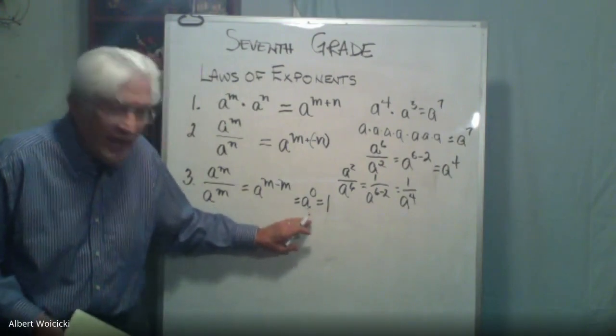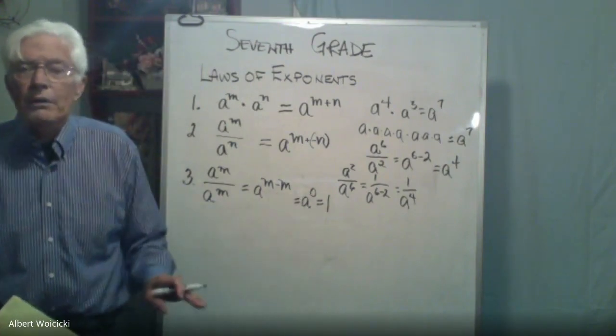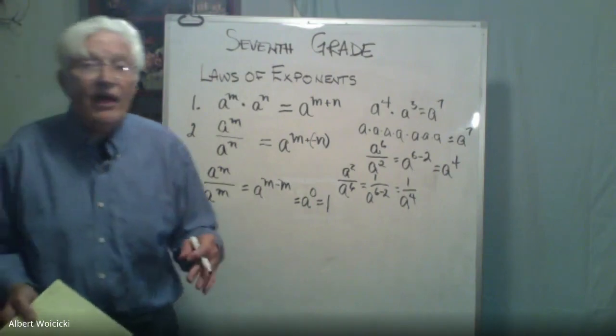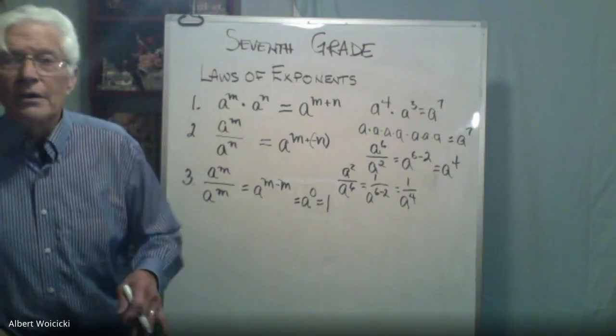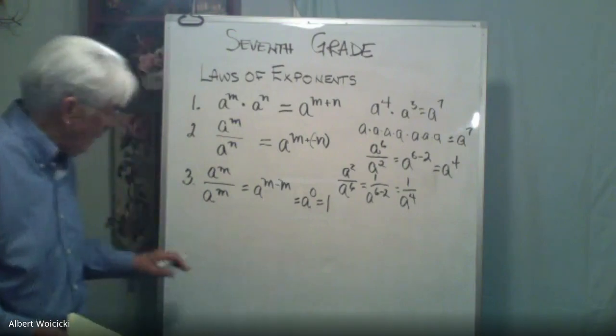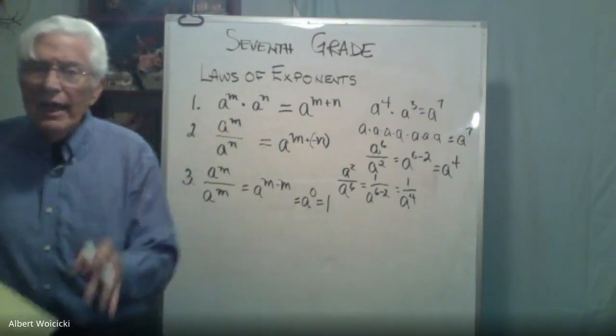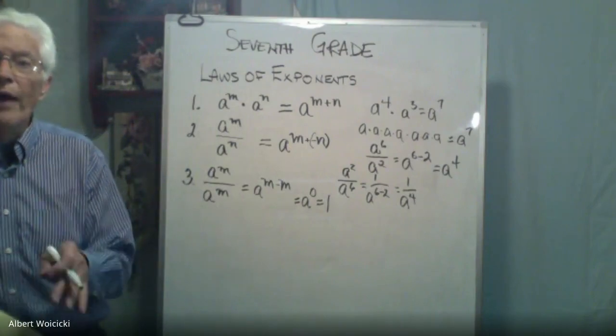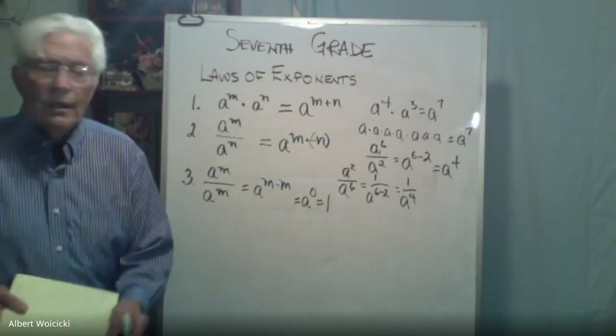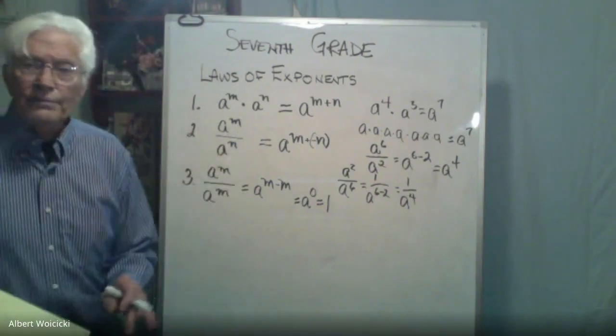So that's our third law of exponents. Anytime we've got a raised to the 0 power, our answer is not 0. It's 1. Because of these two right here, put them together. A to the 0 is 1. It has to be. If it wasn't, then this wouldn't work.